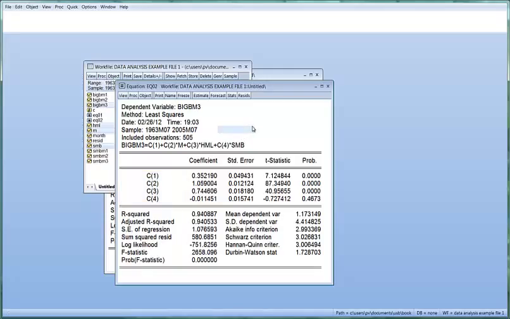So let's have a closer look at that output. We want to answer three basic questions with regression. First of all, is there an impact of the independent variables on the dependent one? Do they explain any of the movements? In this case, we are using three variables, M, HML, and SNB, to explain changes in big BM3. Can't really select them properly here, but you'll get the idea.